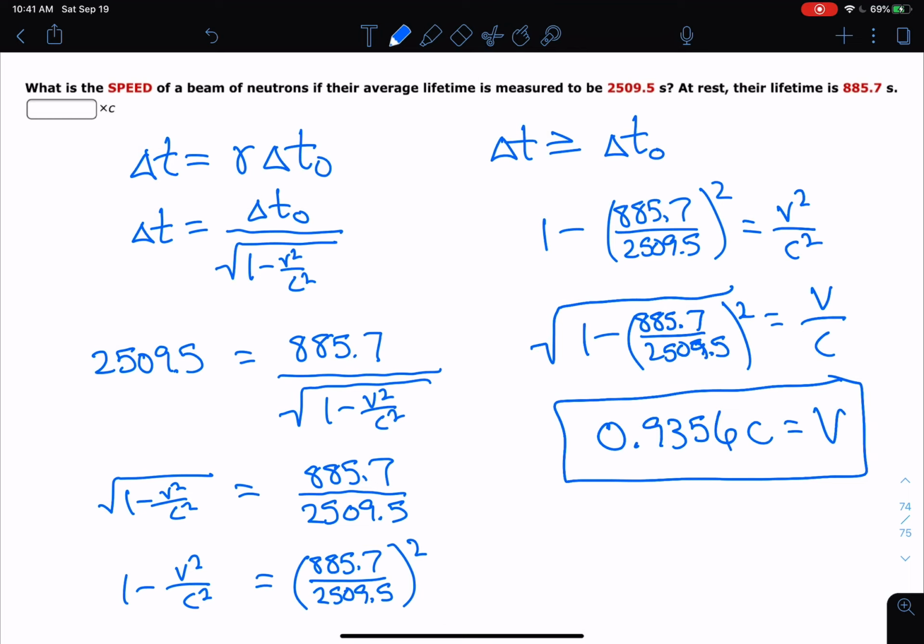And that's the answer. And if you're doing the length contraction formula, of course that formula is gamma L equals L naught. Yeah, we're dealing with lengths, but this formula mathematically is the same as this one. So it's the same approach when you're doing length contraction.